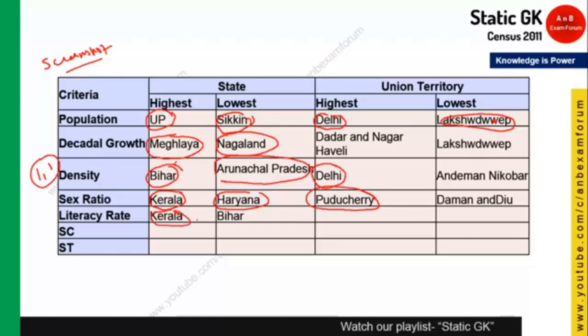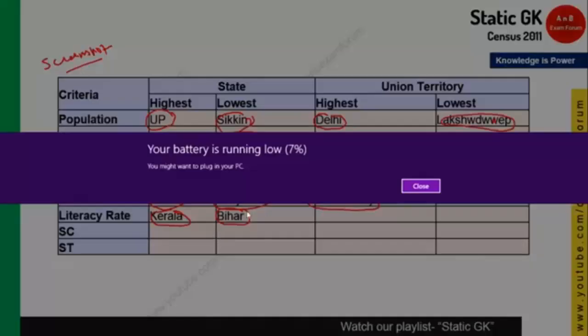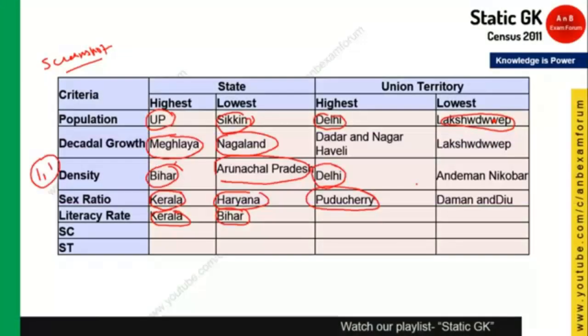Okay, and Bihar has a low literacy rate, but if you see the candidates who are preparing for any exam, most of them are from Bihar. Because their ancestors were not educated, but the youngsters coming from Bihar now are increasing the literacy rate. Since this is 2011 data, it might have changed. Okay, so that is it.